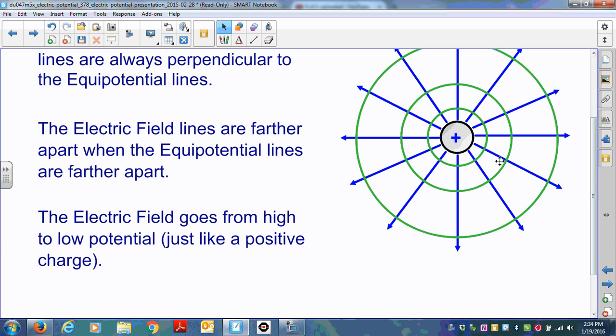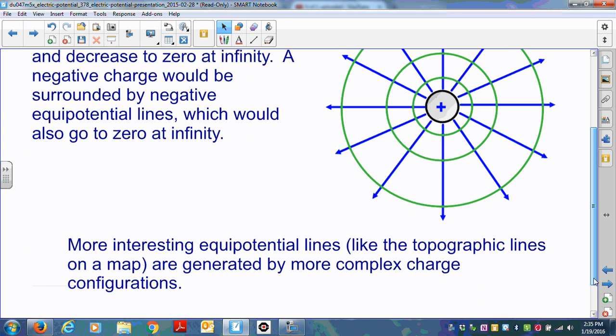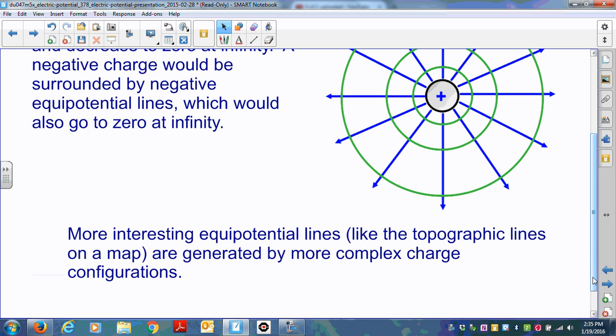Okay, so here we see the equipotential lines are given in green. The electric field lines are given in blue. Notice that the blue lines are perpendicular to the green lines. For a positive charge like this one, the equipotential lines are positive and decrease to 0 at infinity. A negative charge would be surrounded by negative equipotential lines, which would also go to 0 at infinity. More interesting equipotential lines, like the topography lines on the map, are generated by more complex charge configurations.